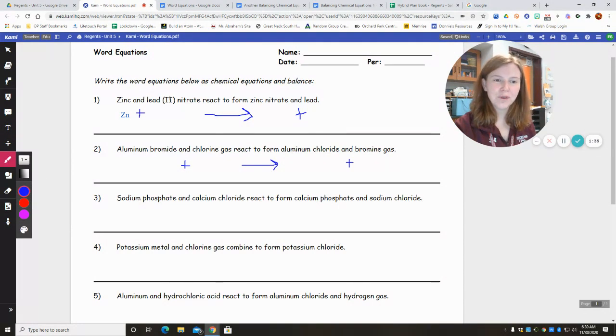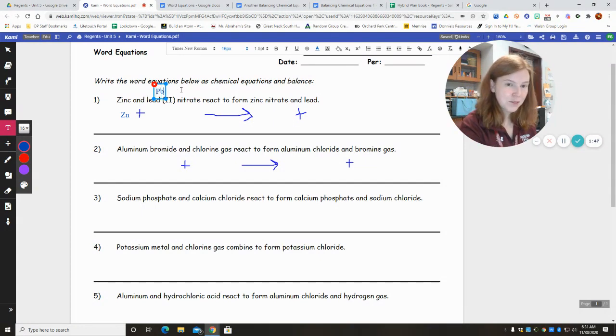Lead 2 nitrate. Now, when we go from a name with a Roman numeral, that means you have charges, right? So it must be ionic. So I have to cross and drop my charges in order to figure out what my formula is going to be. So lead is Pb. The Roman numeral 2 tells me that this lead has a +2 charge on it.